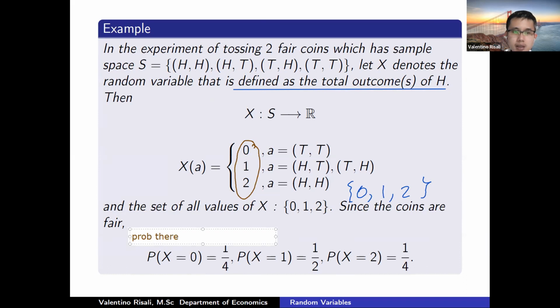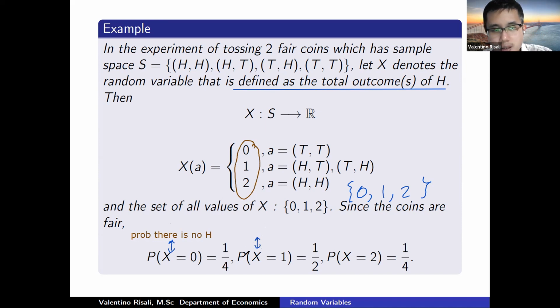There are no heads, right? We can use the notion of the random variable to simplify our notation about the probability. So this notation P(X = 0) corresponds to the probability that there are no heads here. And of course the value is 1/4, right?